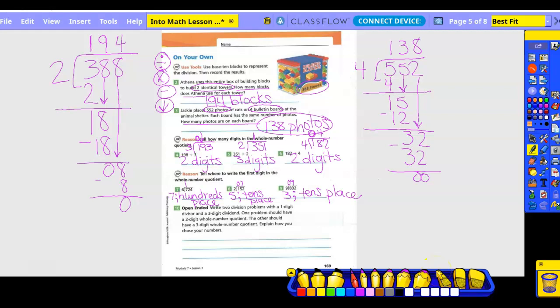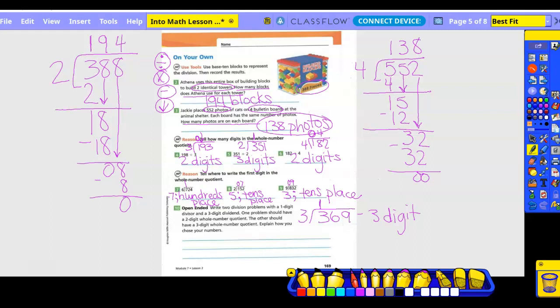Number 10, open-ended. Write 2 division problems with a 1-digit divisor and a 3-digit dividend. One problem should have a 2-digit whole number quotient. The other should have a 3-digit whole number quotient. Explain how you chose the number. Okay, so if I gave you 369 divided by 3, is that going to get me a 3-digit answer or a 2-digit answer? 3-digit, because I can start right here, guys, right? Yes. I can start right here. Okay, so this would get me a 3-digit, because it goes directly into it.